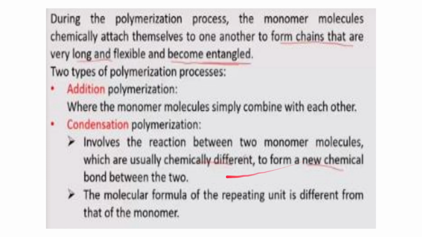So it involves reaction between two monomer molecules which are usually chemically different, thereby forming a new chemical bond between the two. And the molecular formula of the repeating unit is different from that of the monomer, because there is combination of two monomer molecules of different species. So the molecular formula for the polymer is different from that of the individual monomers.